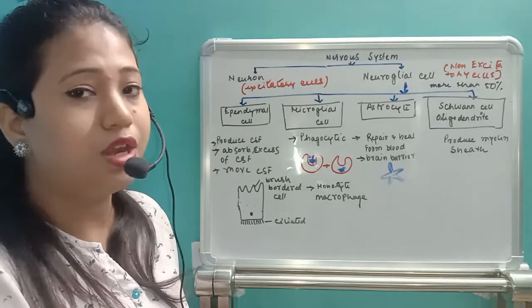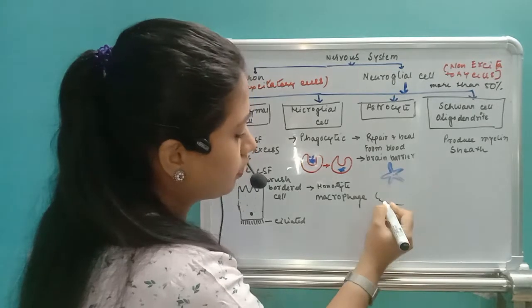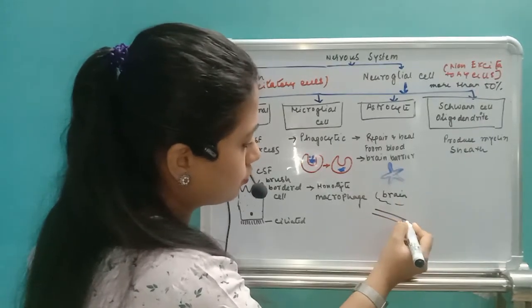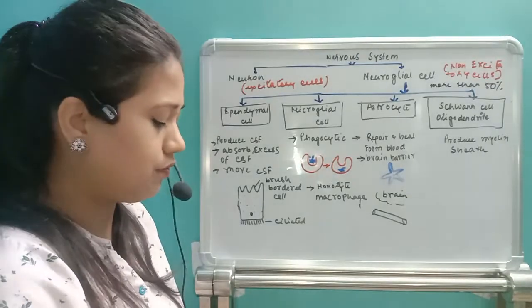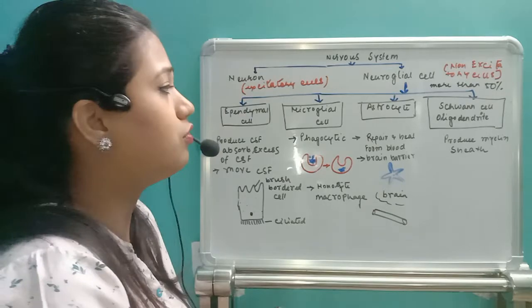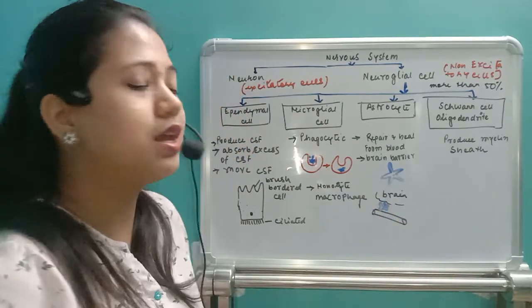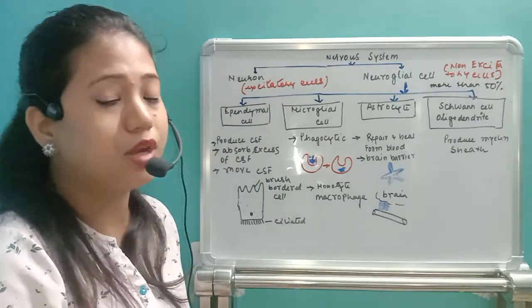Now what is the blood-brain barrier? Suppose this is your brain, and this is your blood vessel. In between the brain and the blood vessel, we have a lining of astrocytes, and these astrocytes selectively allow which things will enter inside the brain or not.